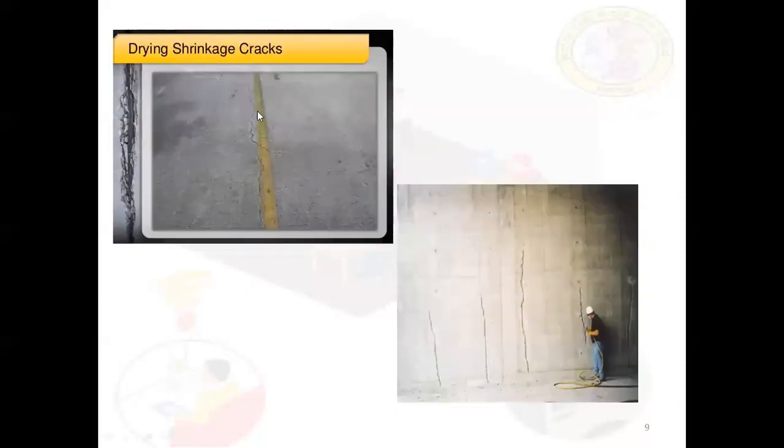So you can observe some of the drying shrinkage cracks here. This is the drying shrinkage. You can observe the drying shrinkage cracks here also. I think this is a wall, or these are retaining walls. Here you can observe the cracks which developed due to the shrinkage.